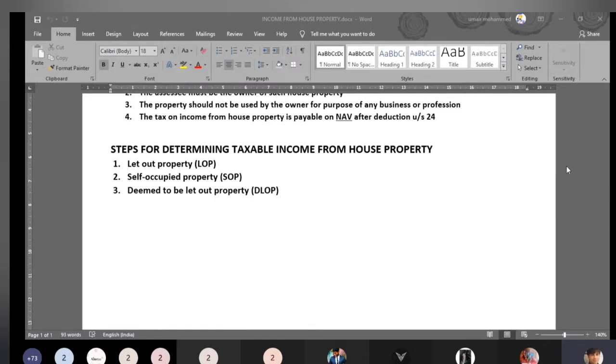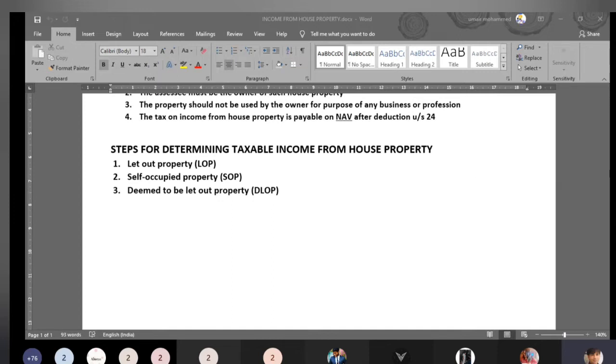So let's continue with income from house property. Last class, we discussed some fundamentals as to how to classify a transaction under the head income from house property. So we have gone through all those fundamental concepts, and we were discussing the procedure for computing taxable income from house property.